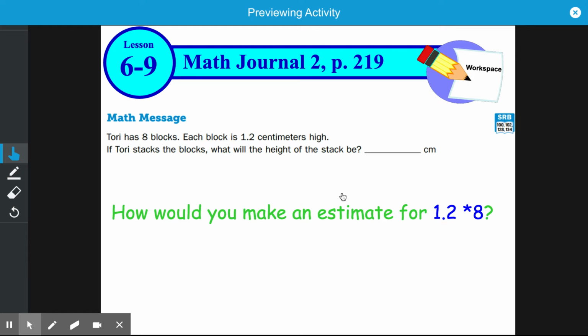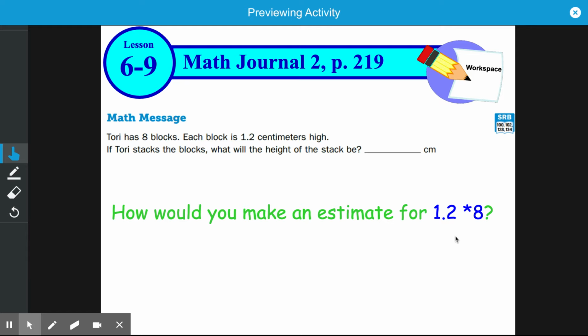So here we have Tori has 8 blocks. Each block is 1.2 centimeters high. If Tori stacks the blocks, what will the height of the stack be? And this is your problem at the top of 219. And it says, how would you make an estimate for 1.2 times 8? I want you to think about that for a second.